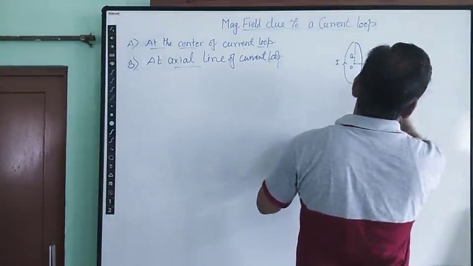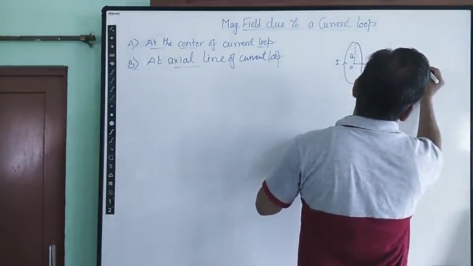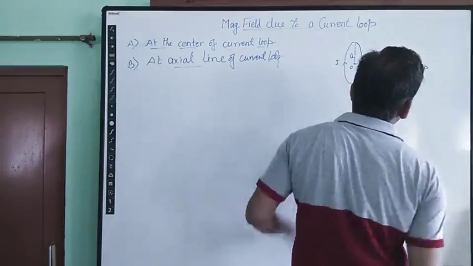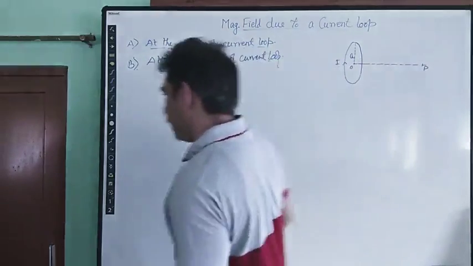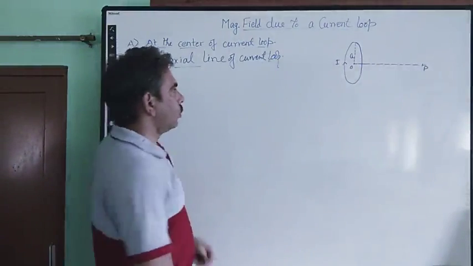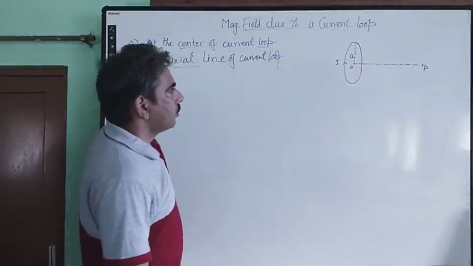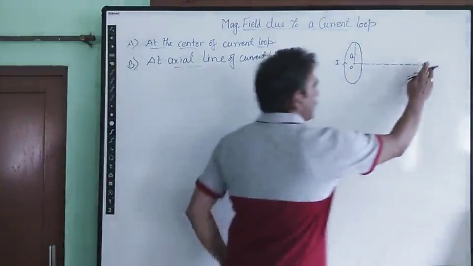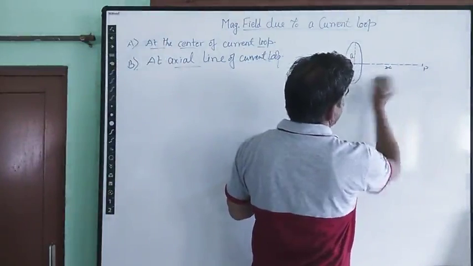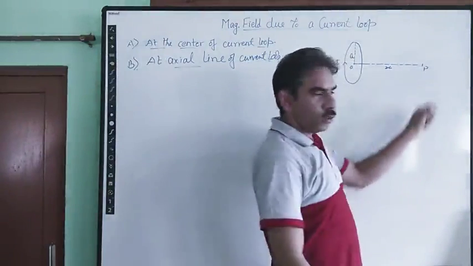And on this axial line we have a point P. We have a point P where we are interested in finding the magnetic field due to this current carrying loop. So suppose that this point P is lying at a distance, say x, from the center of this loop.